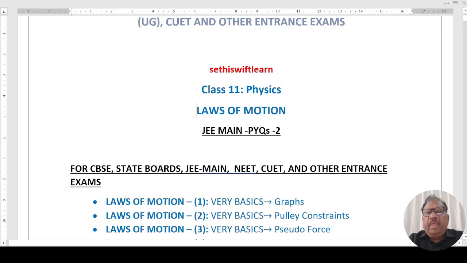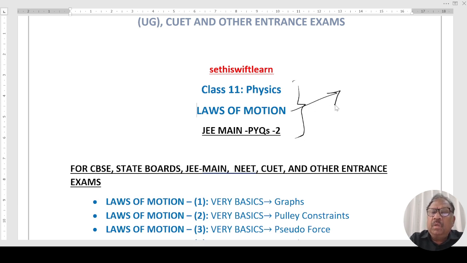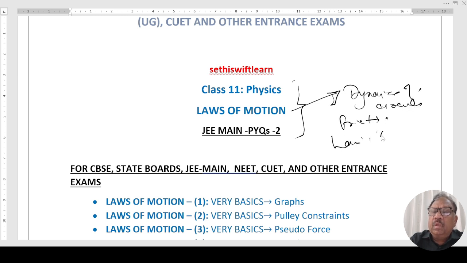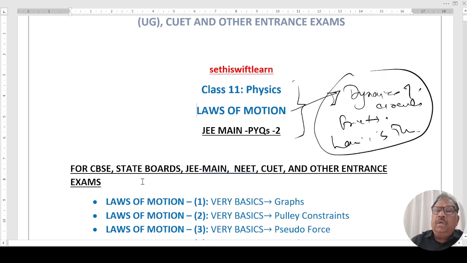Hello students, in today's session on laws of motion, further basics will be clear through illustrations taken from JEE Main previous year questions. In today's session we are going to discuss dynamics of circular motion, friction and Lami's theorem. As the session is going to be very important, it is requested to go through the session completely.